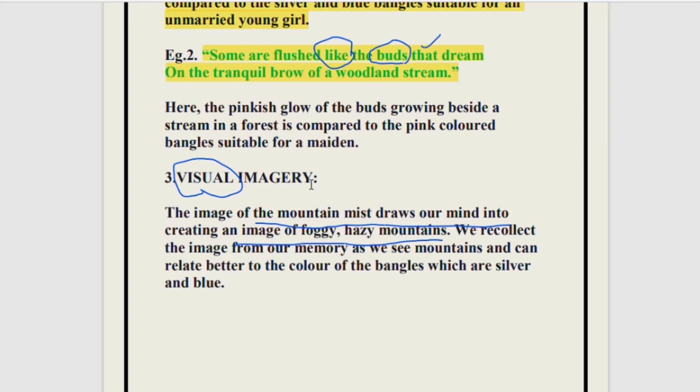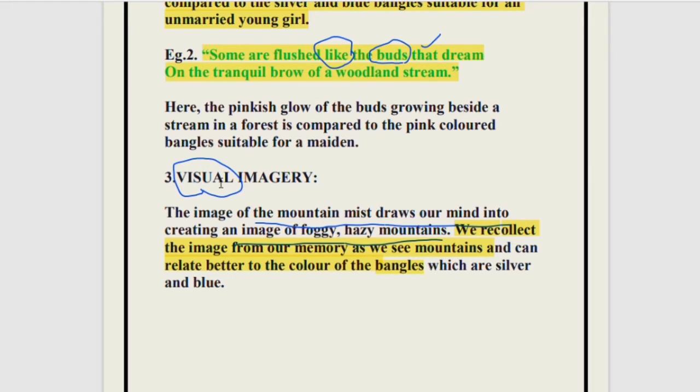Why is it there in our mind? Because we have already seen this kind of mountain whenever we, all of us, have gone to mountains, isn't it? So that image is there in our mind. We can recollect that image from our memory, because we have all seen mountains, and we can relate better to the color of the bangles because we have already seen such foggy, hazy mountains, the silver and the blue colored haze of the mountains. We can understand what kind of bangles they are. They were silver and the blue color of these mountain mist.